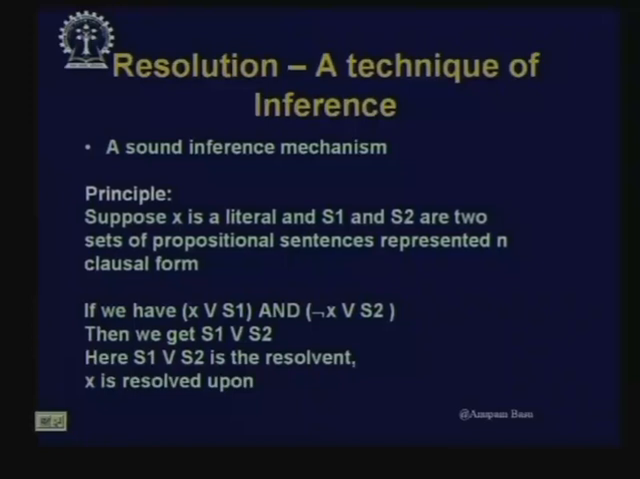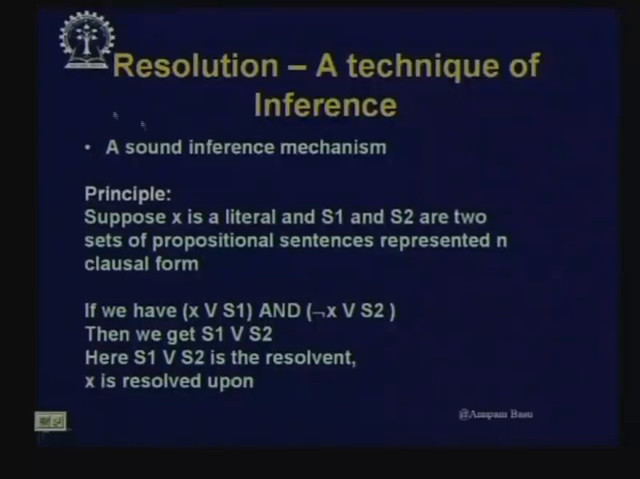So, here the basic principle is that suppose X is a literal and S1 and S2 are two sets of propositional sentences. Right now, we are not discussing predicate logic cases. We are restricting ourselves to propositional logic cases. And what is the basic difference between propositional logic and predicate logic, as we have seen? First, in predicate logic we can have variables, whereas in propositional logic the parameters are all constant. And the second difference is that in predicate logic we can have quantifiers over these variables, and mainly there are two types of quantifiers, existential quantifier and universal quantifier, and such quantification is not there in propositional logic.